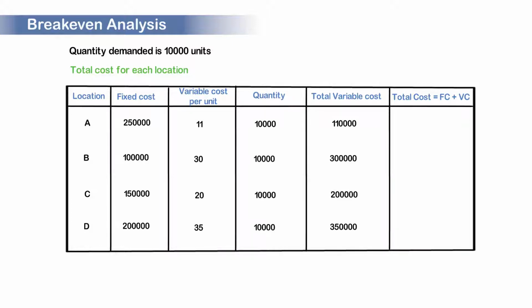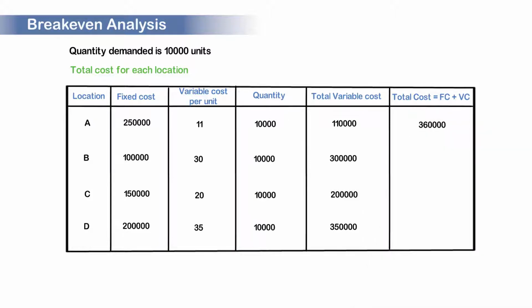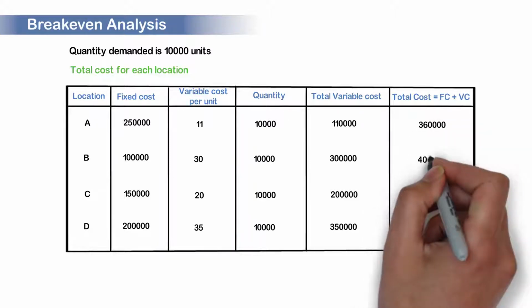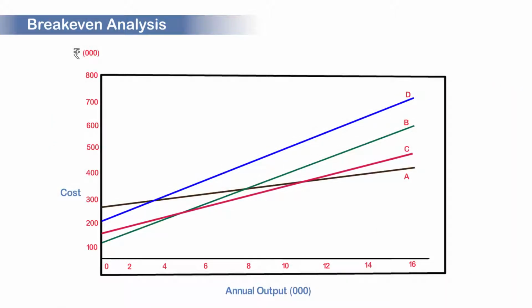Location A, the total cost is 3,60,000. Location B, the total cost is 4 lakhs. Location C, the total cost is 3,50,000. Location D, the total cost is 5,50,000 for producing 10,000 units. Using the above data, we draw the graph. The graph drawn is given for your kind reference.